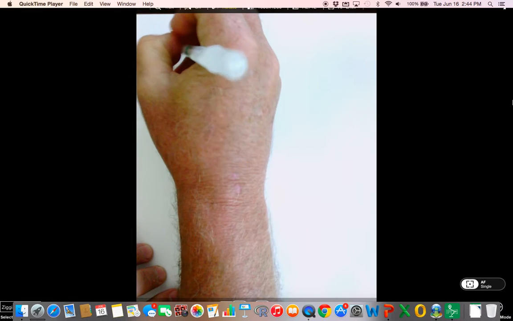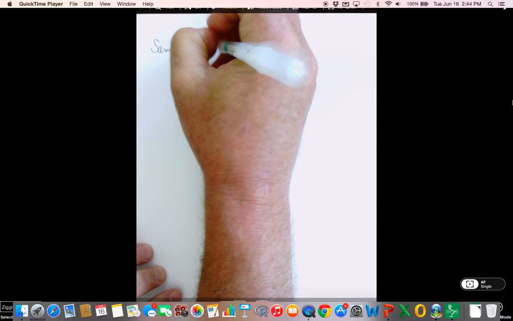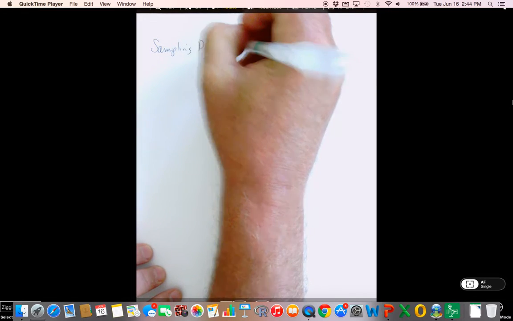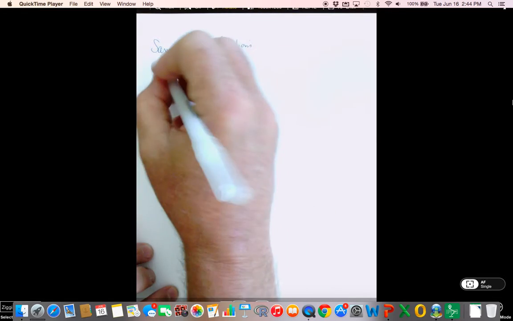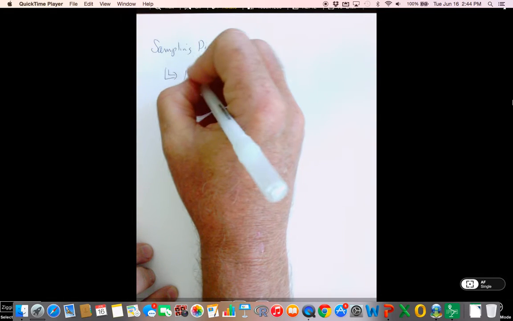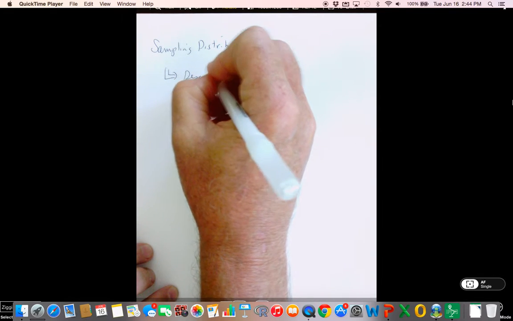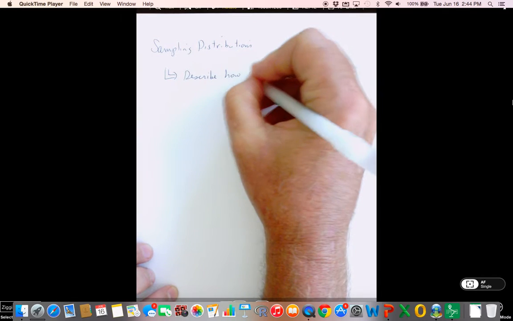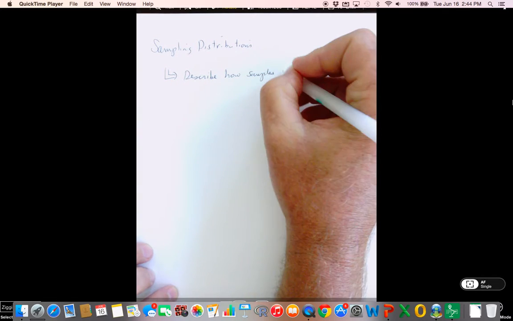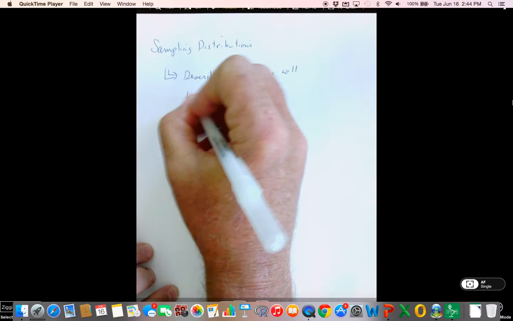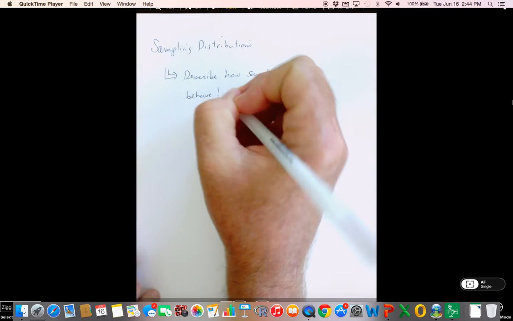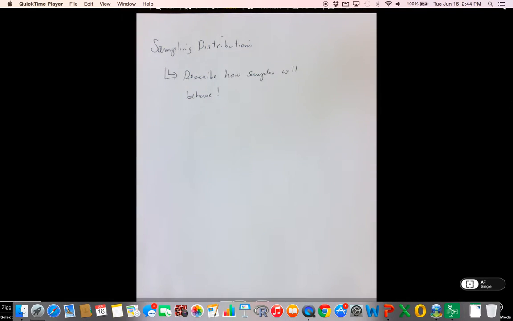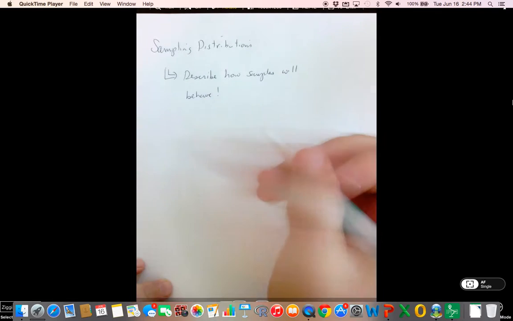Now, let's go on and get into sampling distributions, and let's talk about what these things are all about. Sampling distributions describe how samples will behave. And I don't mean behave in terms of like trying to get a 4-year-old kid to behave. I mean, what's the behavior? What are they going to look at? What are they going to look like?